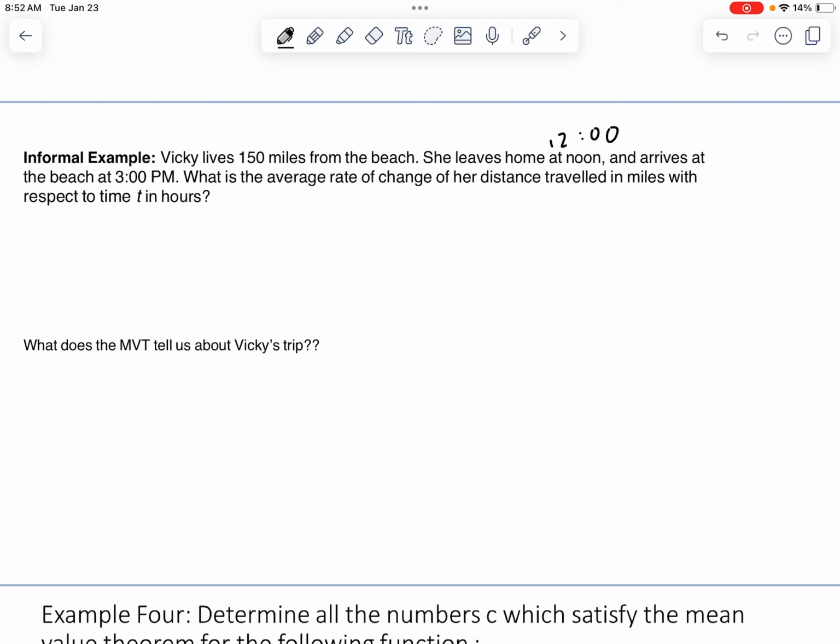So average rate of change. We're just using the slope formula here. We just want the change in her distance over the change in her time. I also could have put change in d over change in t. So that's what we're looking for here. And so the change in her distance is 150 miles because she starts at her house and then she gets to the beach. So the change in her distance is 150 miles.